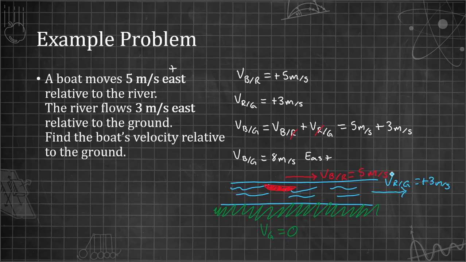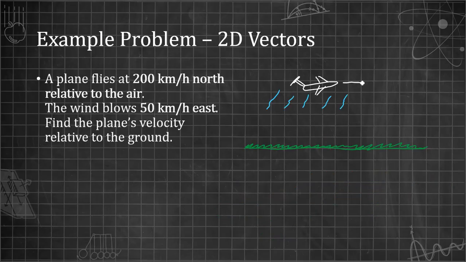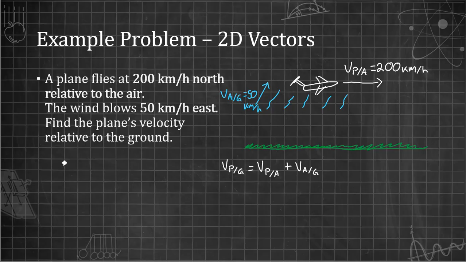But it changes if we have vectors that are perpendicular to each other. So taking a look at a problem where we do have perpendicular vectors, we have a plane flying relative to the air, and we have wind blowing relative to the ground. We want to figure out what the plane's velocity is relative to the ground. So we have VP/A, which is 200, and that is in the north direction. And we have VA/G, which is the velocity of the air relative to the ground, and that is 50 kilometers per hour in the eastwards direction.